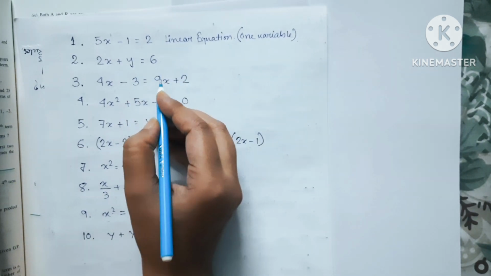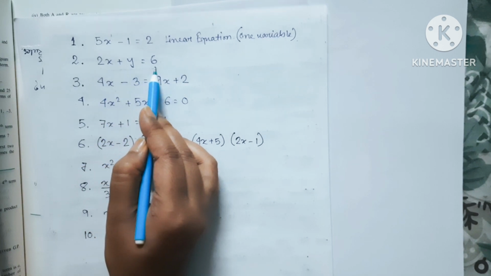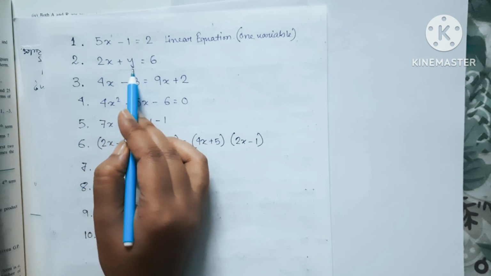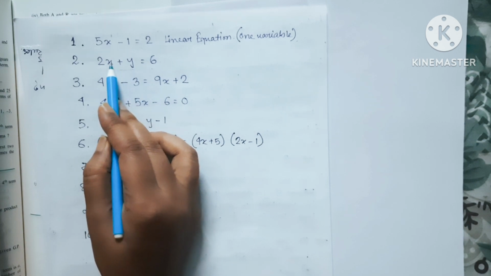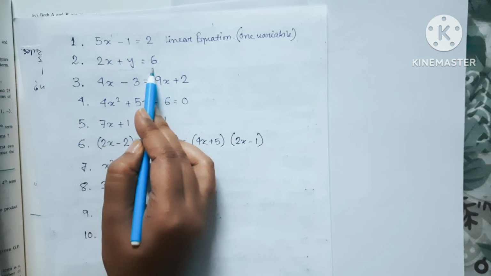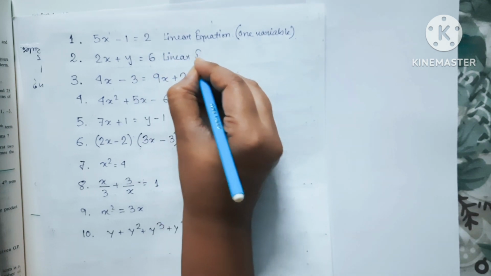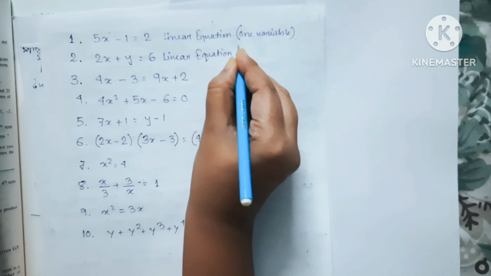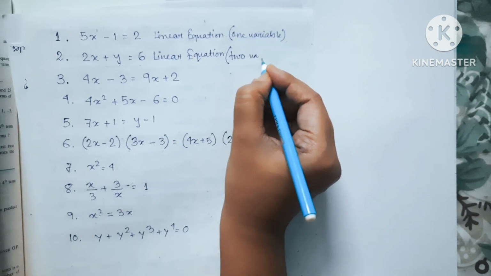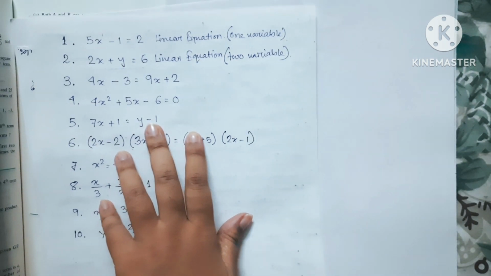Okay. Now see the second one. 2x plus y equal to 6. How many variables are there? Two variables, x and y, right? The highest power of x is 1, the highest power of y is 1. So that is also a linear equation of two variables.